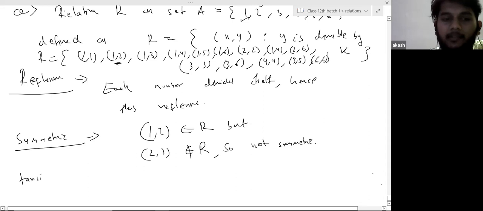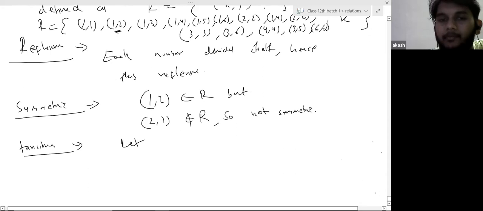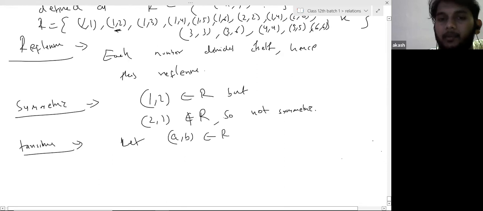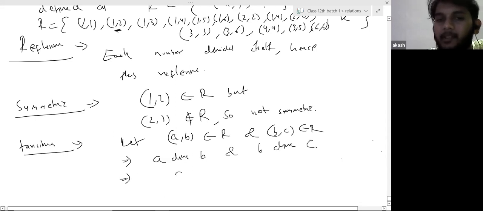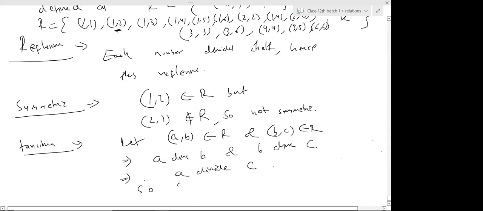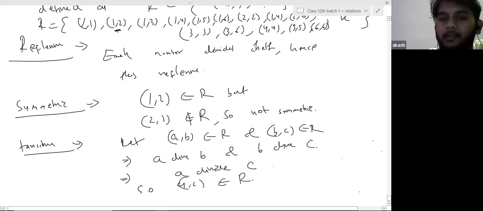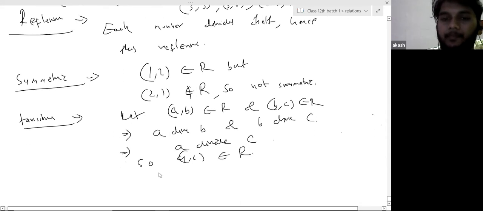About transitive, let (a, b) belong to R and (b, c) belong to R. This means a divides b and b divides c. This implies a divides c. This is clear, everyone? Yes, sir. So (a, c) belongs to R. That means R is transitive.